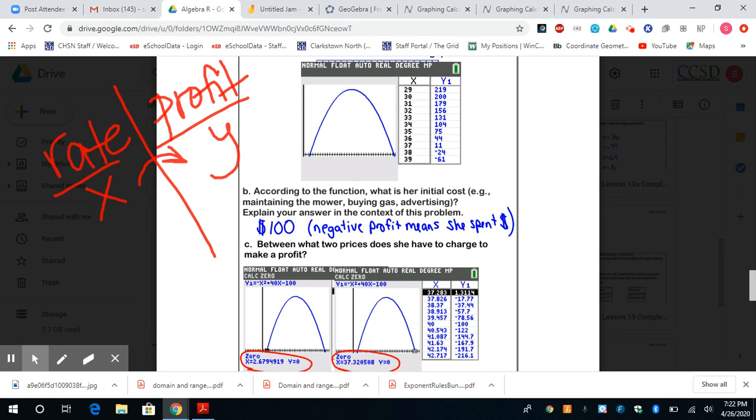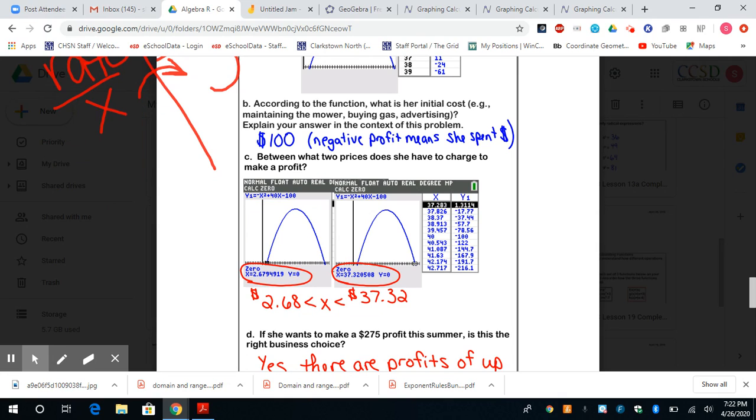And that makes sense. Whenever you start a company or start something up, you've got to put money in to get money out. All right. So she's in debt of negative 100. That's our starting. Between what two prices does she have to charge to make a profit?